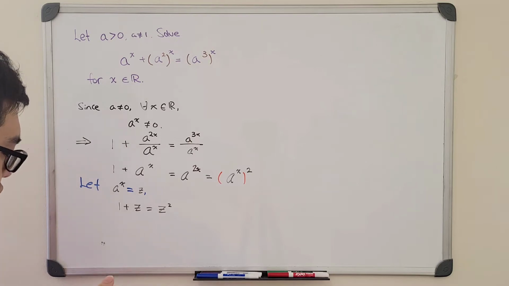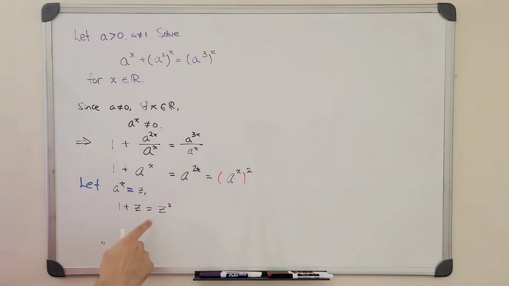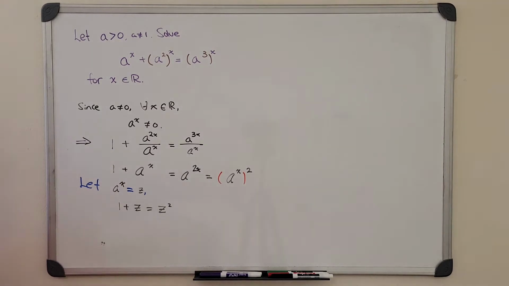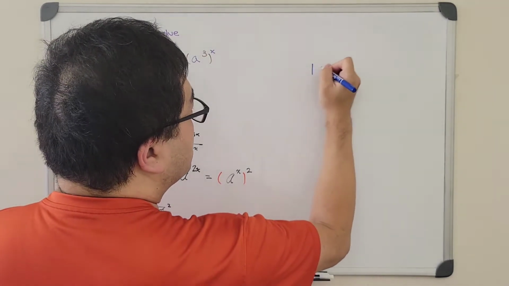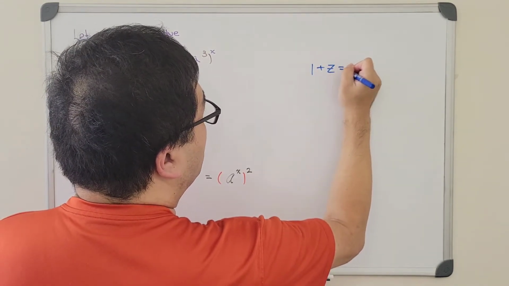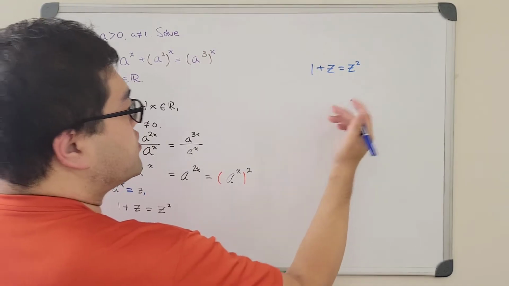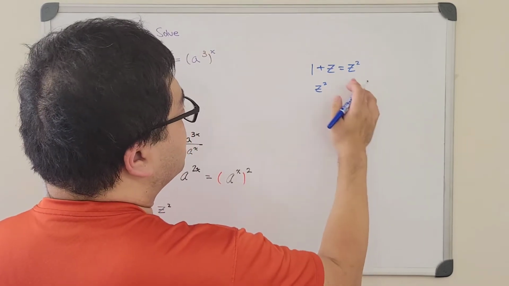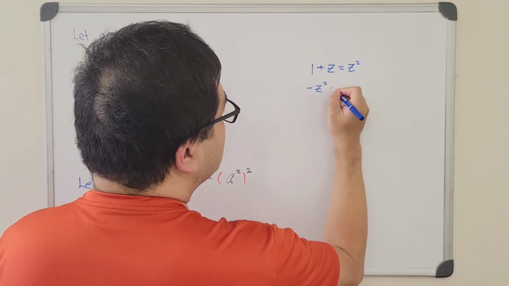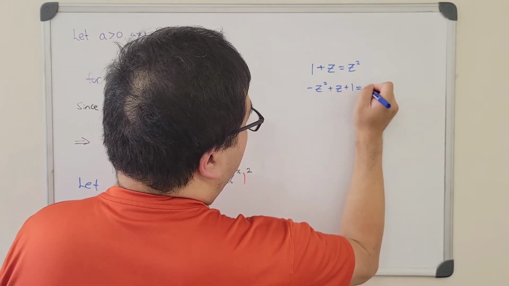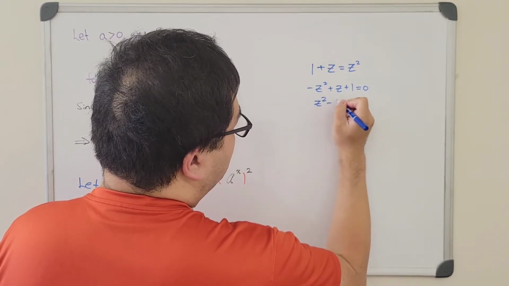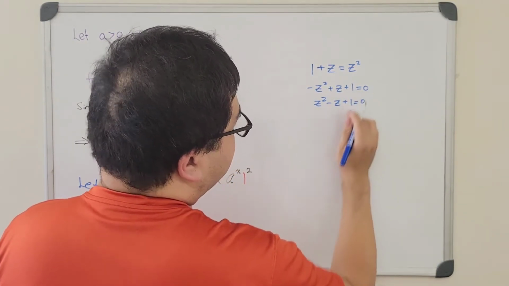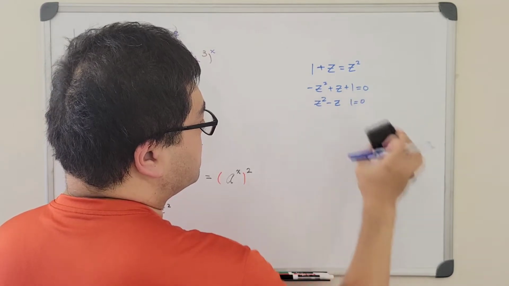So if we now solve for the variable z and then substitute back in, we'll be able to get the solution for x, which is what we're trying to do. So let's move to the right hand side. So we have 1 plus z equals z squared. We can move the z squared to the left hand side, and then we're going to multiply everything by -1, such that now, be careful, everything, including here.